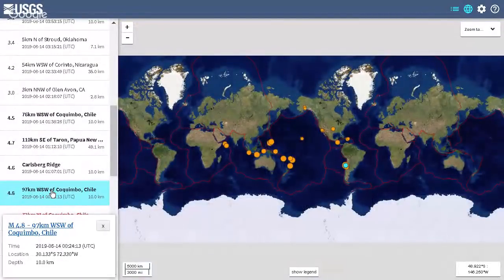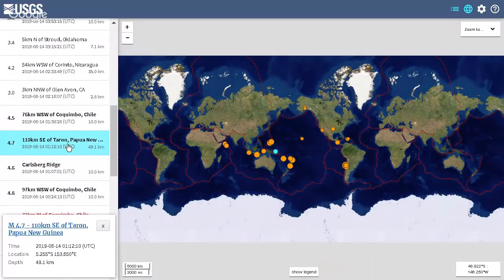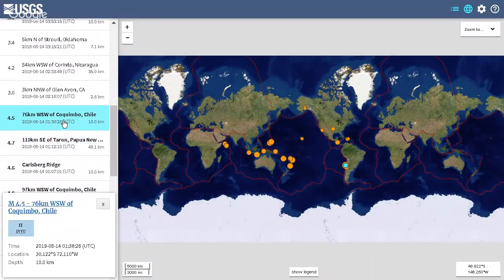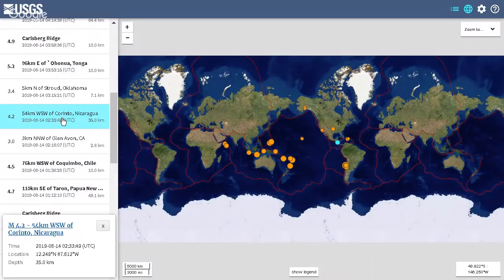We also see a 4.8, very close by to the same spot. Looks like an aftershock. 4.6 at the Carlsberg Ridge, a second quake right in the same area, a little bit southeast of the original one. So 4.7 at Papua New Guinea, 4.5 at Chile. Looks like an aftershock. Here's a 4.2 at Nicaragua.